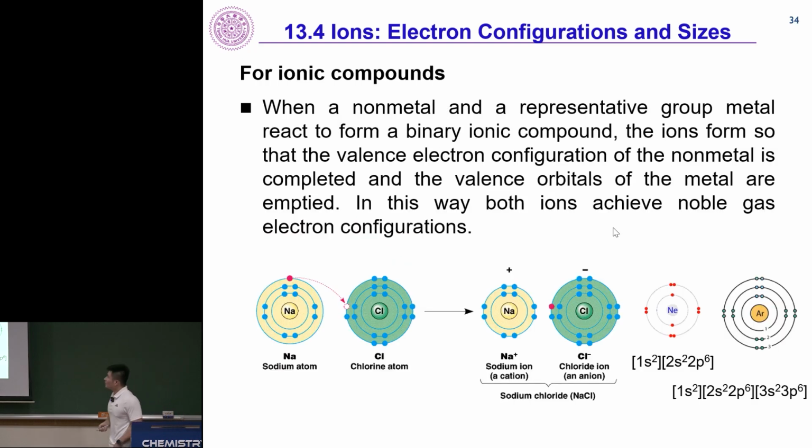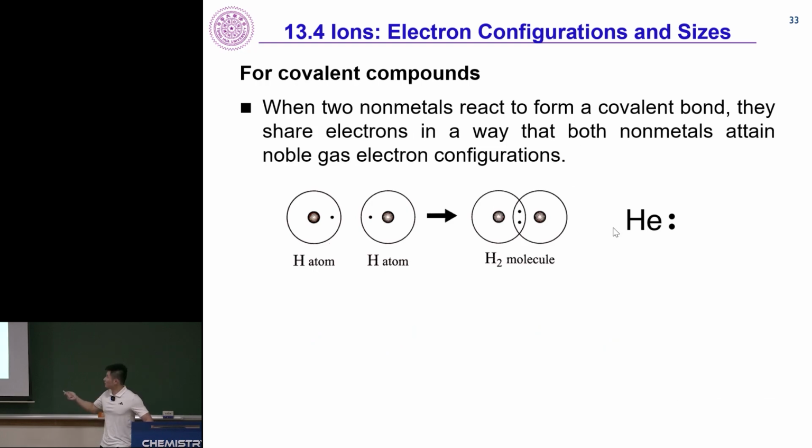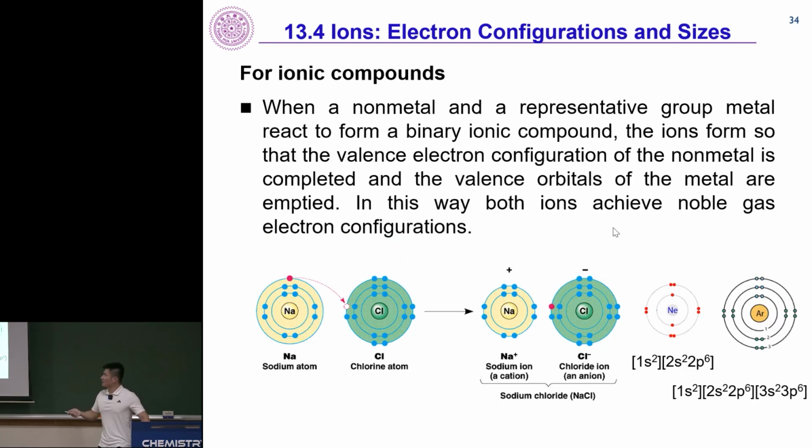For ionic compounds, a nonmetal reacts with a representative group metal, 1A, 2A, alkali or alkaline earth metal, to form a binary compound. Another keyword is binary, so we only focus on binary ionic compounds. The ions form so that the valence electron configuration of the nonmetal is completed and the valence orbitals of the metal are empty. So the difference is that in the first case they share in order to form a noble gas configuration, while in the second case they completely lose or gain an electron to attain a noble gas configuration.